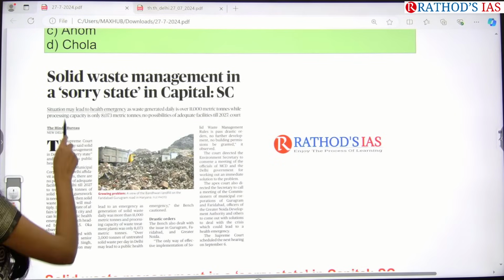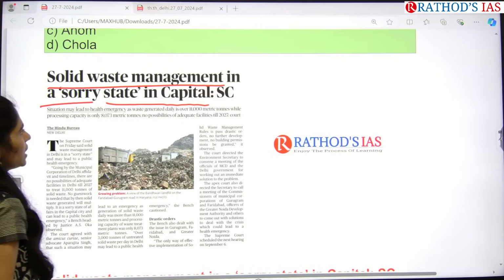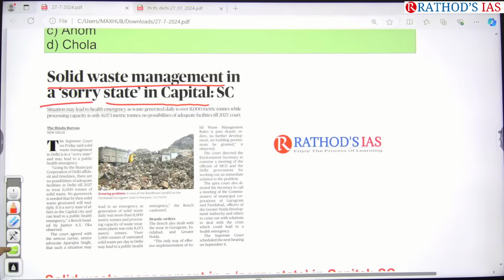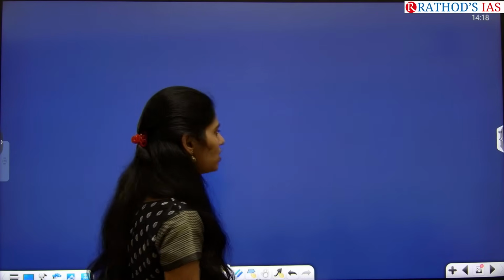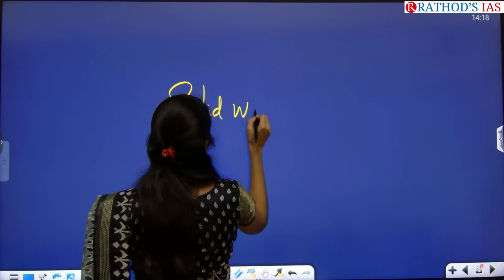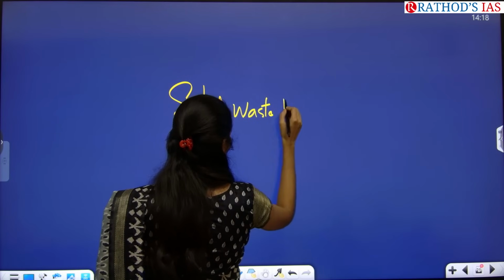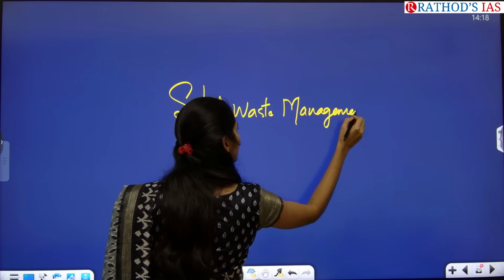It is about solid waste management being in a sorry state in the capital, says the Supreme Court. So what is the keyword here? The keyword is solid waste management.